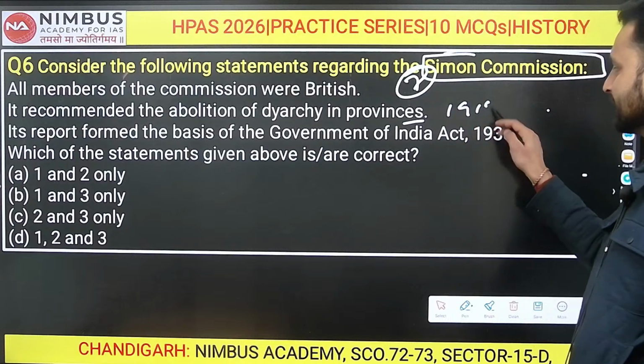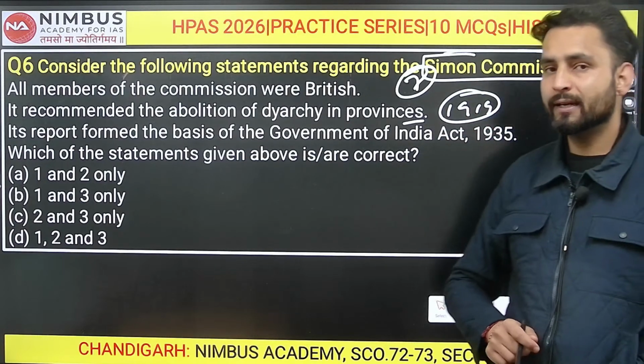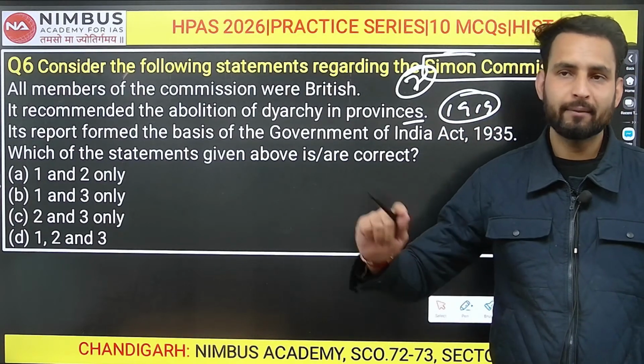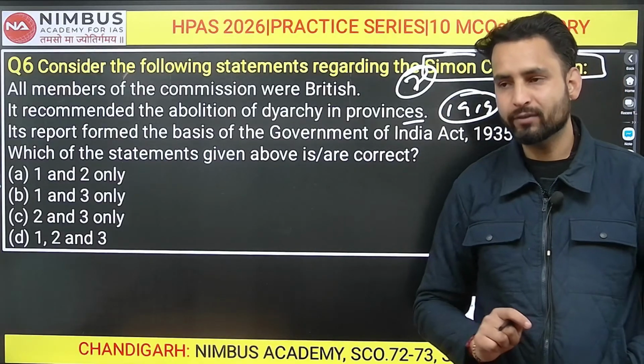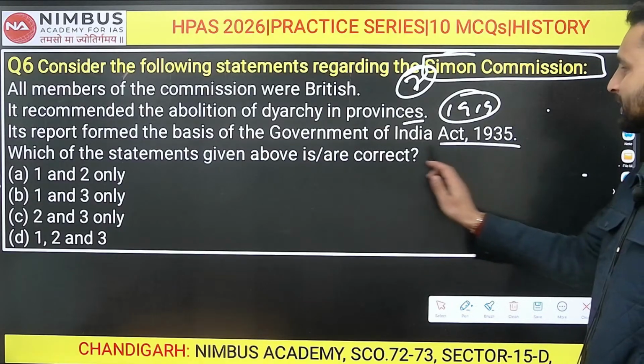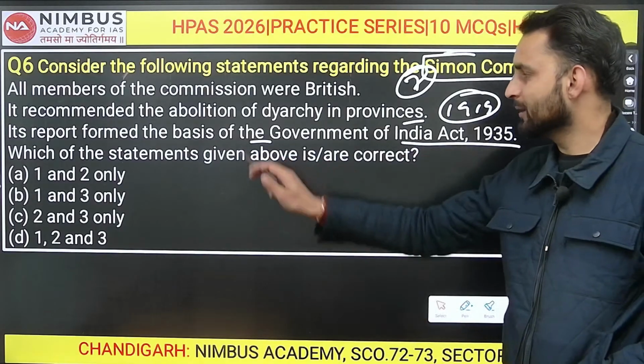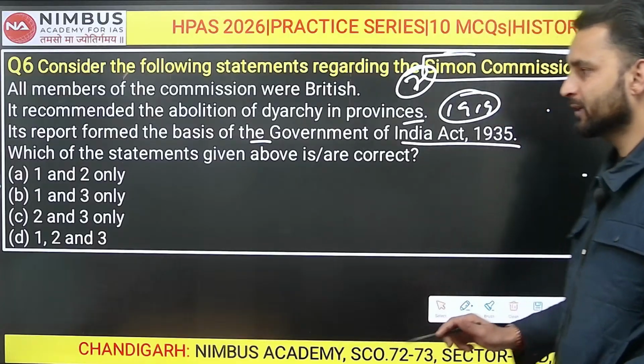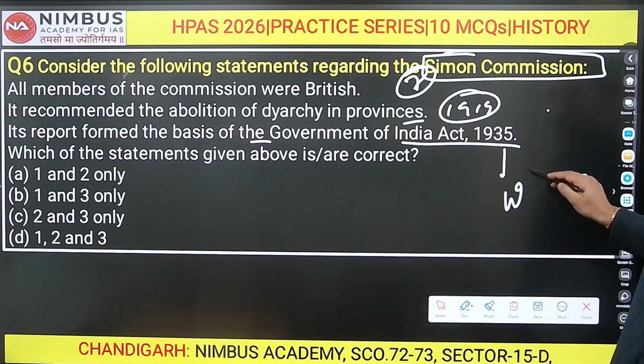Definitely right. 1919, the Government of India Act has introduced diarchy in the provinces, which was later recommended to be abolished by the report of Simon Commission that was published in 1930. And the report of the Simon Commission also formed the basis of the Government of India Act 1935.